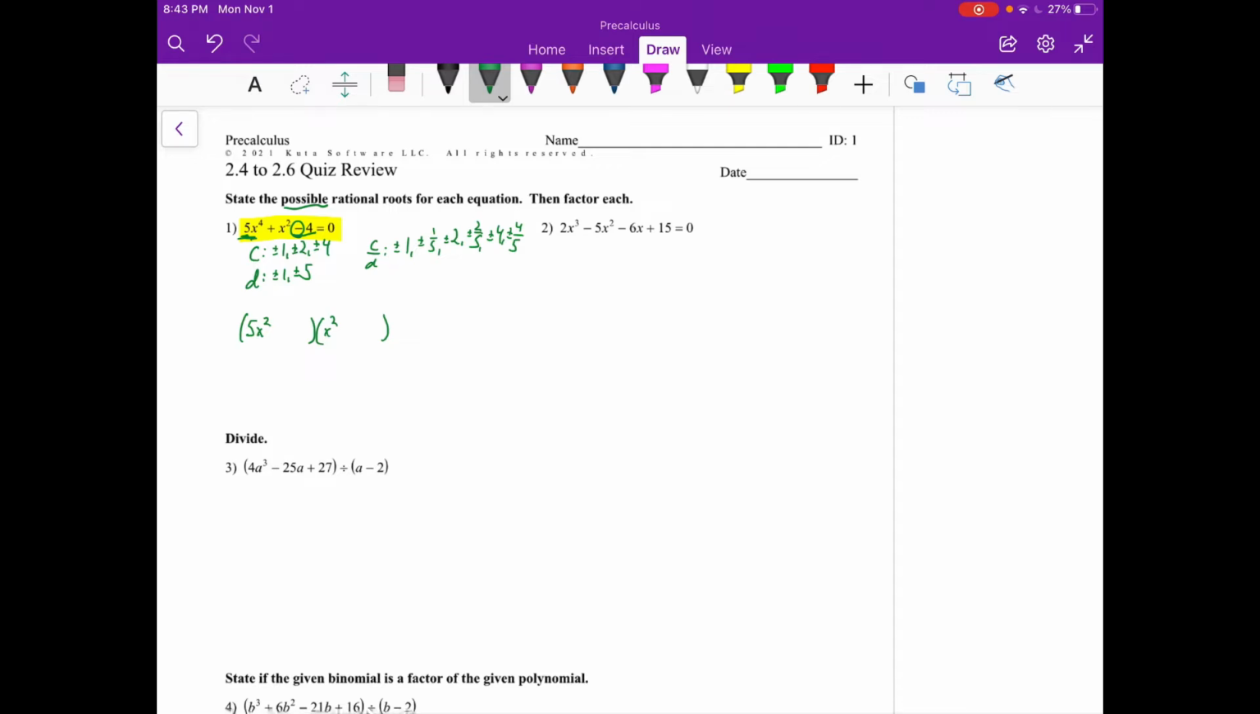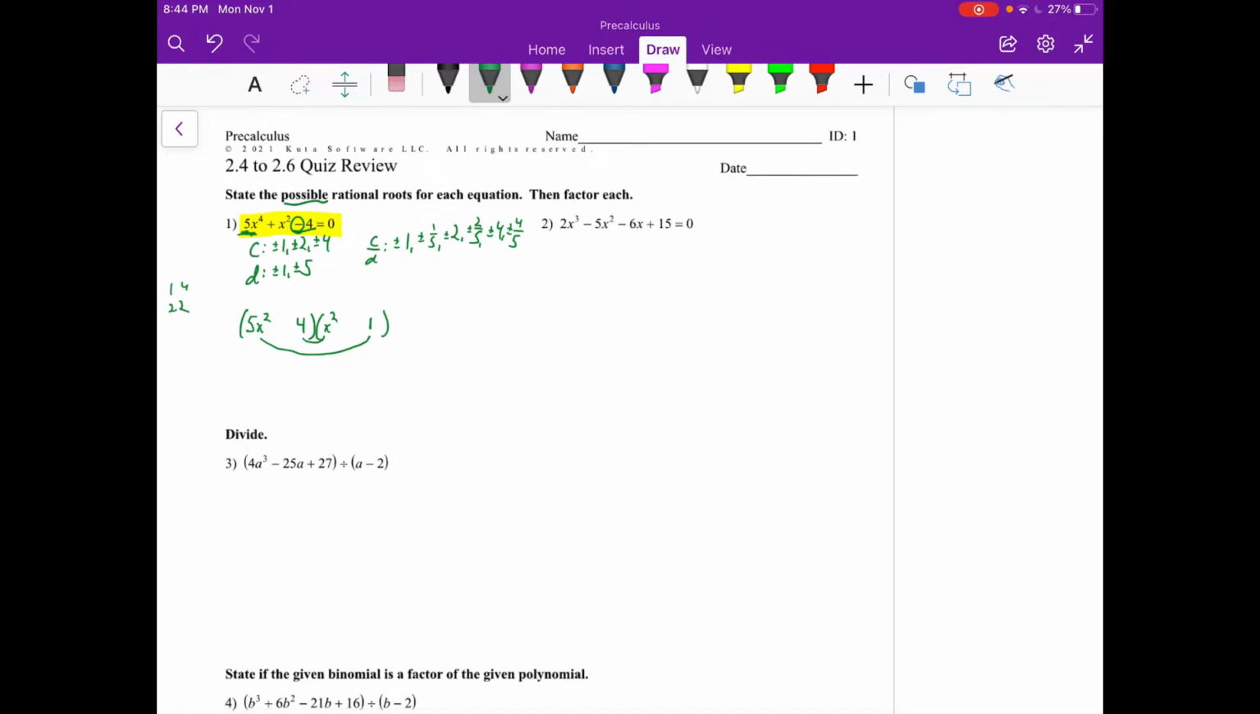So the factors of 4 are 1 and 4 and 2 and 2. It looks like we're going to want to do 4 here and a 1 here, because this will give us 5x squared and 4x squared. And we want to subtract those, so we want positive 5x squared and a negative 4x squared. So there they factor.